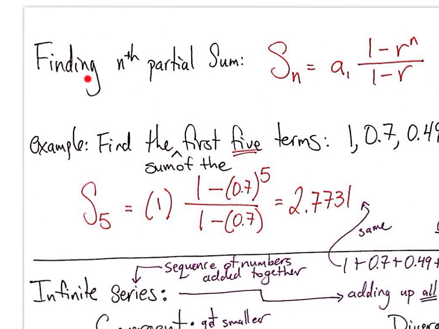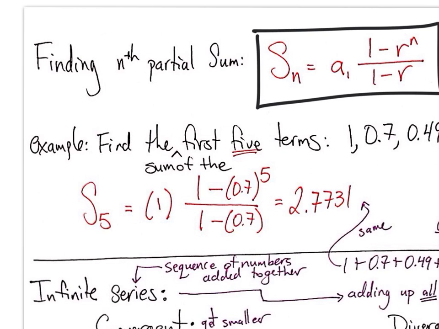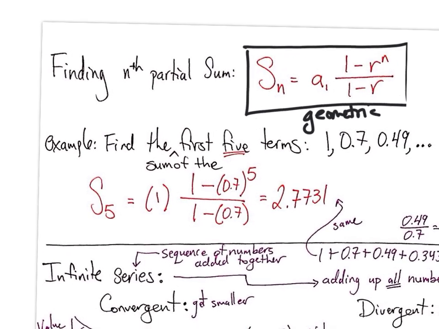So, finding the nth partial sum, here's another incredibly useful formula. Right, and so this applies to geometric series, meaning a sequence of numbers being added together, where we have the value of the first term times 1 minus common ratio to the n, over 1 minus common ratio. The derivation of this is kind of cool. You could ask about that, and I can show you, but we're not going to spend the time doing that.